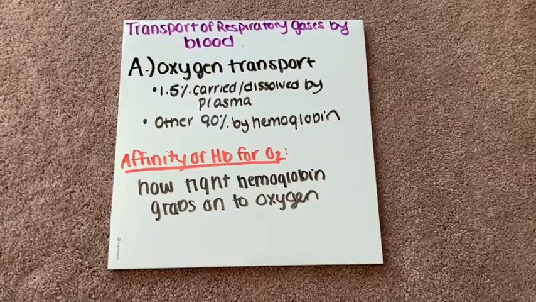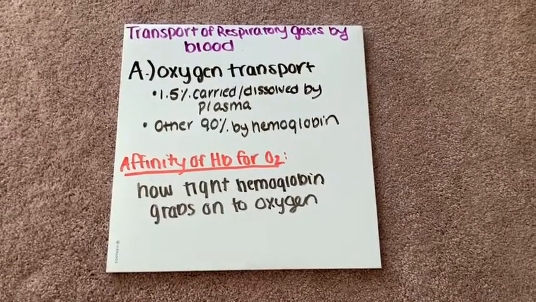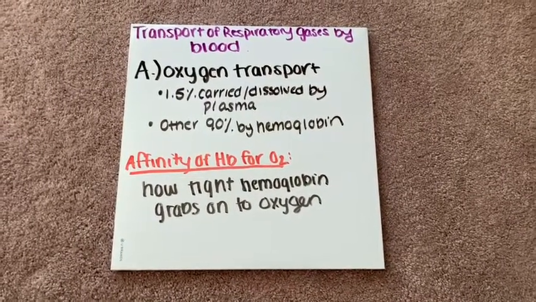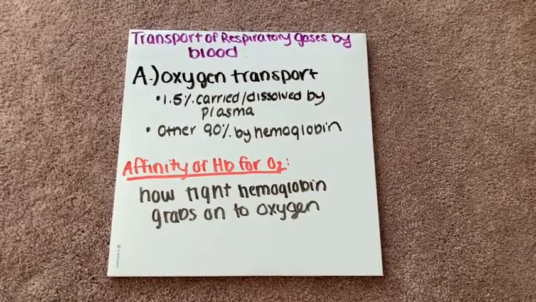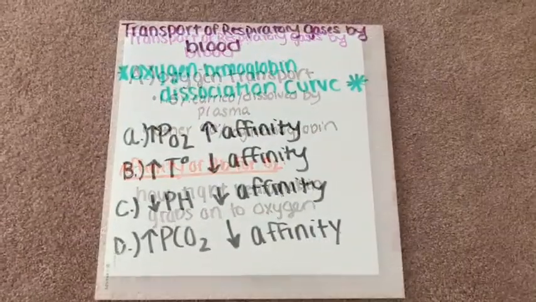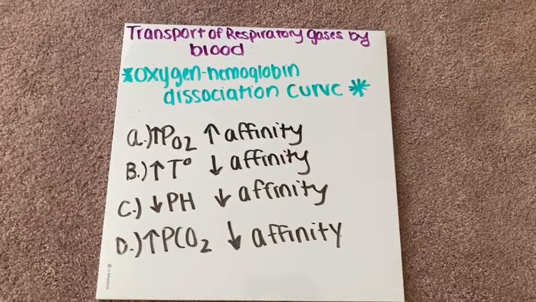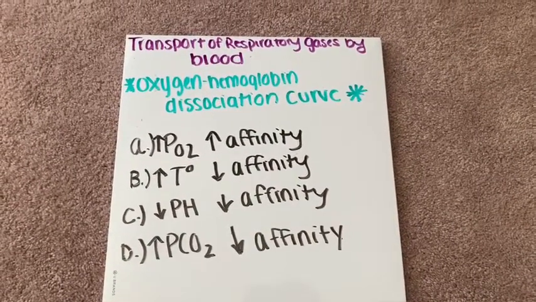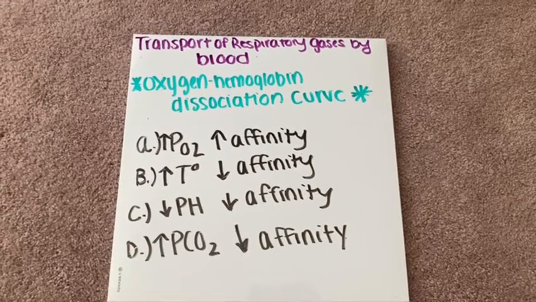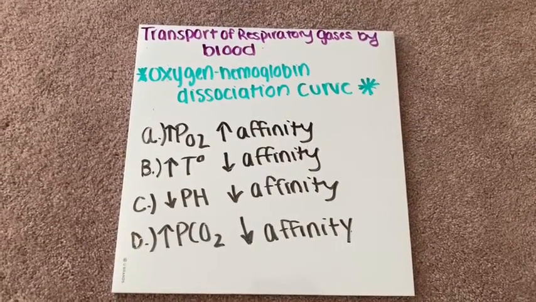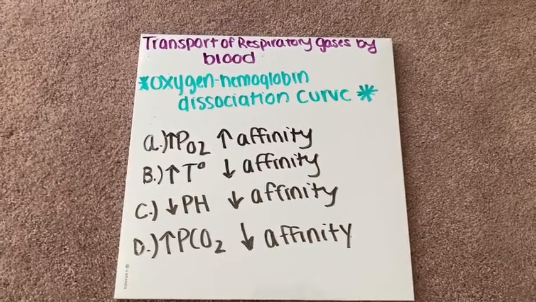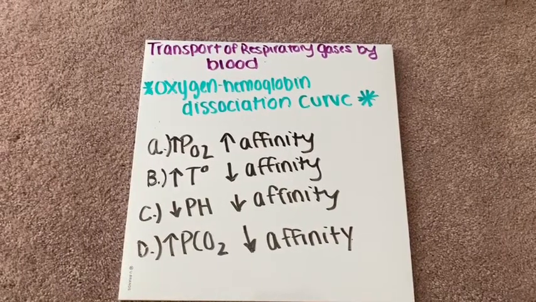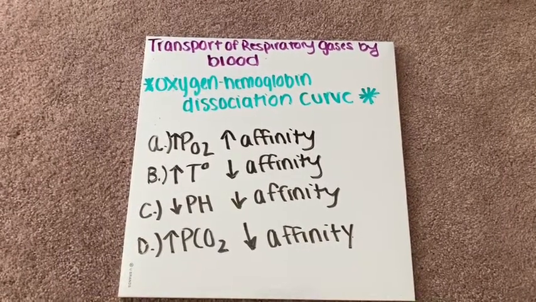1.5% is carried dissolved in plasma, the other 98.5% by hemoglobin. Affinity of hemoglobin for oxygen is how tight hemoglobin grabs on to oxygen. In my class, the oxygen-hemoglobin dissociation curve was very important. So, the partial pressure of oxygen goes up and the affinity goes up. Temperature goes up, affinity goes down. pH goes down, affinity goes down. Partial pressure of carbon dioxide goes up and affinity goes down.